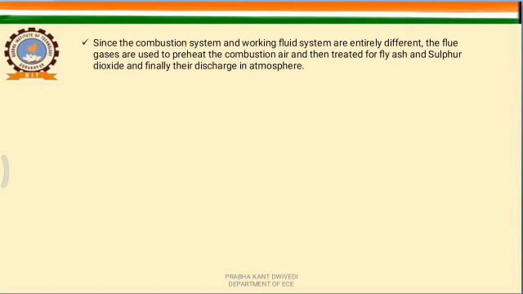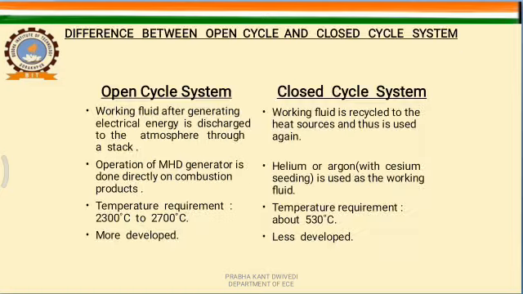Since the combustion system and working fluid system are entirely different, the flue gases are used to preheat the combustion air and then treated for fly ash and sulfur dioxide, and finally they are discharged into the atmosphere.